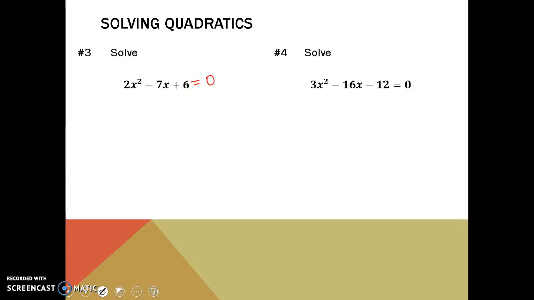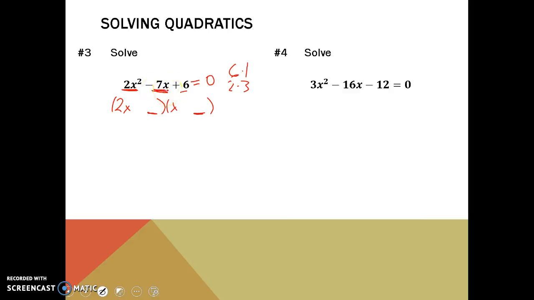This is a little bit more difficult because we have the 2 out in front, but I'm going to factor this. There's nothing that is in common between the 2 and the 7, or even the 2x squared and the 6. And so I'm just going to put down a 2x times x. That's the only thing that gives me 2x squared. And then I want something here and here that multiply together to give me 6. So I have a bunch of options. I have 6 and 1, I have 2 and 3, but somehow I want to position them so that when I check my inside terms and my outside terms, I get a negative 7x in the middle.